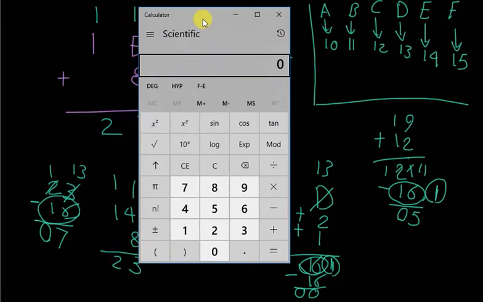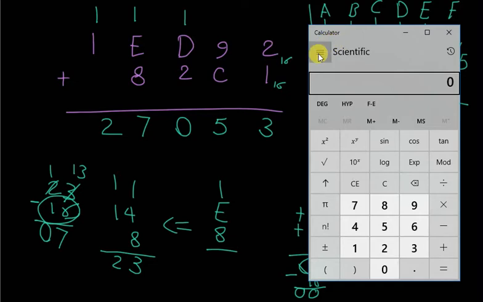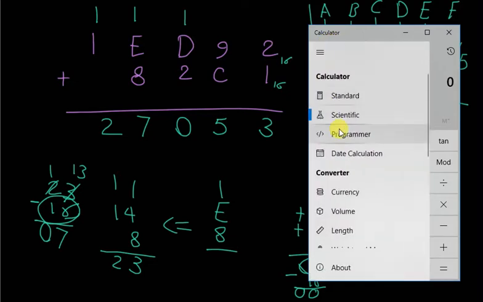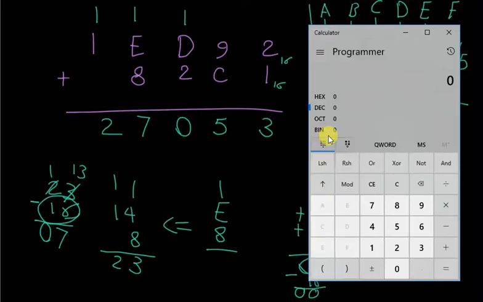So right now I have the scientific calculator on. If I want to change it to programmable, I can click on these 3 lines, and I can go to programmer. So now I want to add in hexadecimal. When I click on hex, it will show me these A, B, C, D, E, F, which are the other numbers that you can count on, 10, 11, 12, 13, 14, and 15.